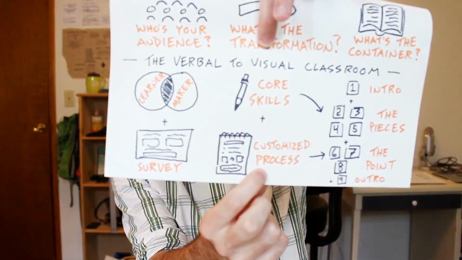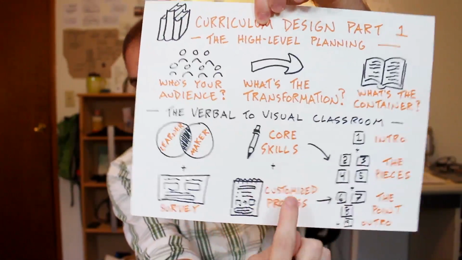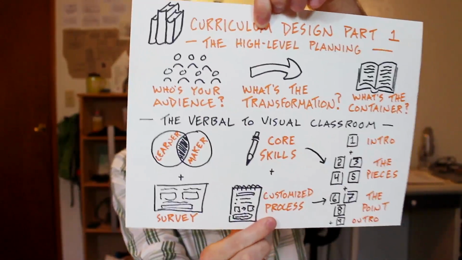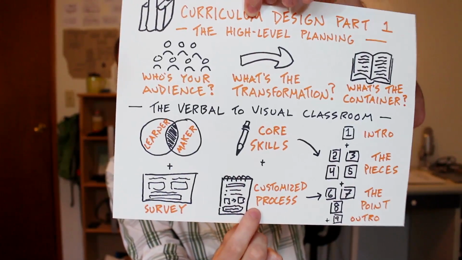To give some examples of those 3 tips, the transformation that I try to lay out up front within the Verbal to Visual classroom is that my goal is for you to achieve these 2 pieces right here. That you'll leave the classroom with a solid foundation of core skills and a customized visual note-taking process that fits your circumstances and your goals. That's the transformation, and I allude to that transformation at various times throughout the course.